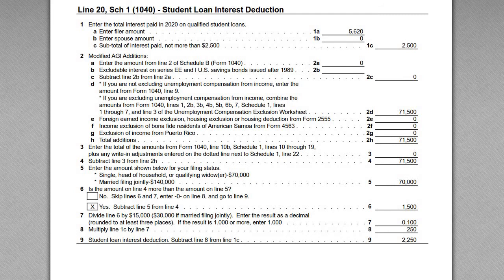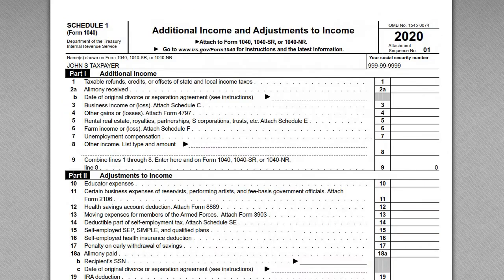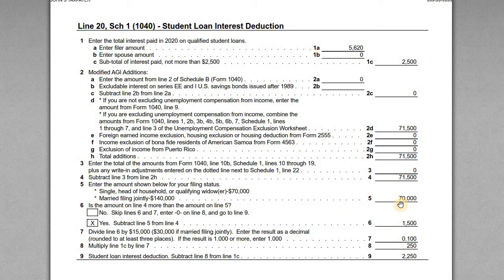In John's case, if we look at his 1040 here, he had wages of $72,000 and some capital losses, so his total income for the year was $71,500. He was just over that $70,000 mark, and so he is going to be subject to certain phase outs for his student loan interest. There's a little bit of a math computation down here, but the long and the short of it is, of the $5,600 he paid in student loan interest, remember, $2,500 is the max, and the max that he's allowed to deduct given his income is $2,250. So where does he report that on his return?